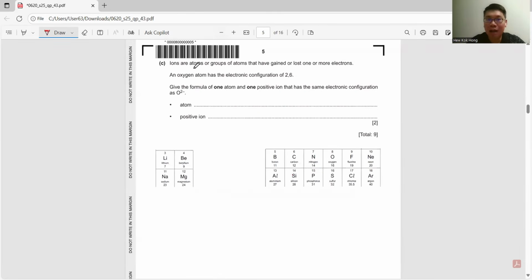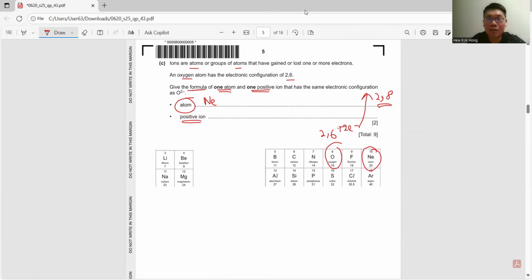Ions are atoms or groups of atoms that have gained or lost one or more electrons. An oxygen atom has the electronic configuration of 2,6. Give the formula of one atom and one positive ion that have the same electronic configuration as O2-. O2- means it gains 2 more electrons. In the end, the electronic configuration will be 2,8. What is the atom that has 2,8, which means 10 electrons? Neon. And they request the formula, so please don't write neon, as that does not fulfil what the question asks.